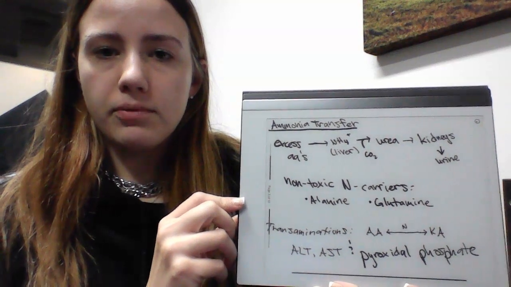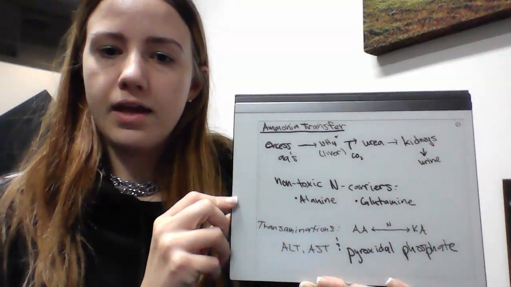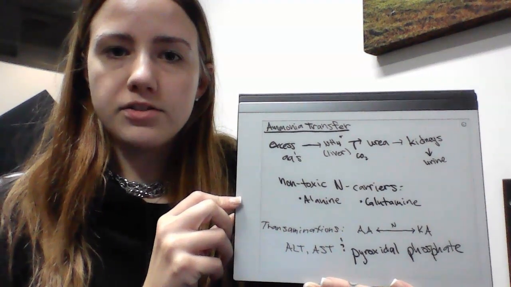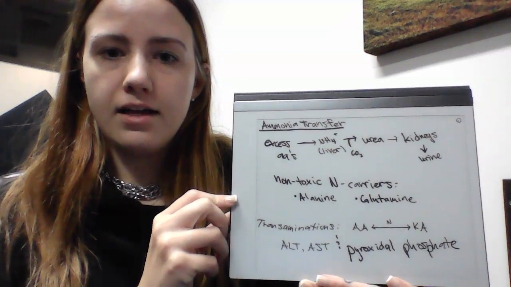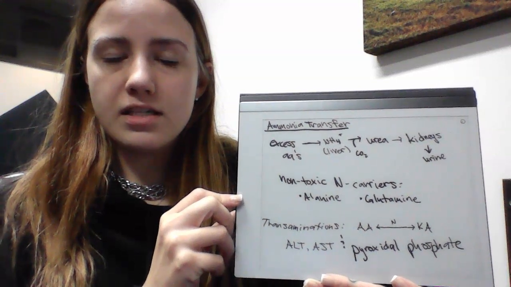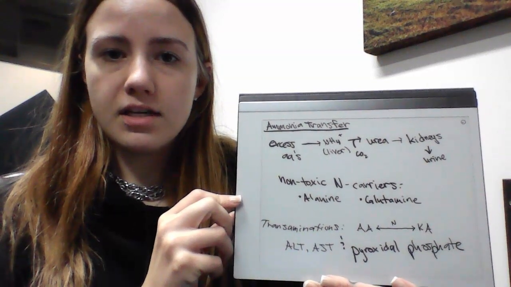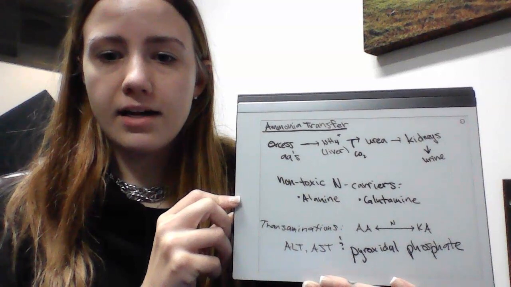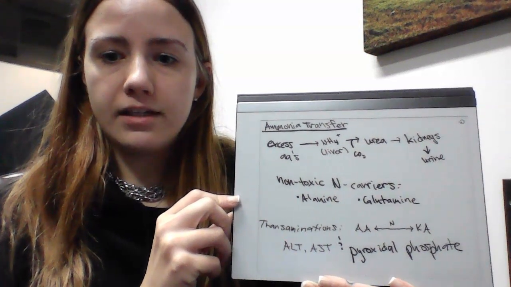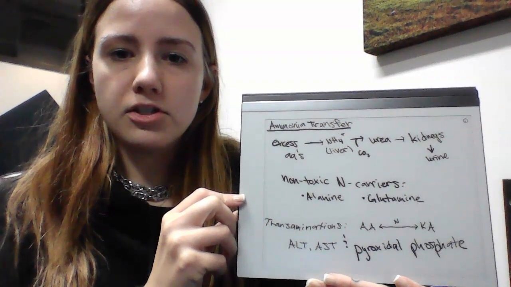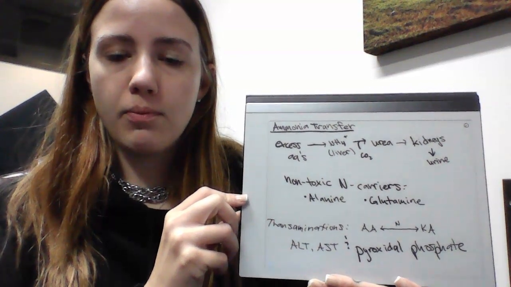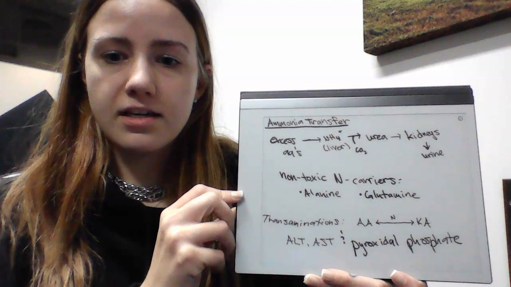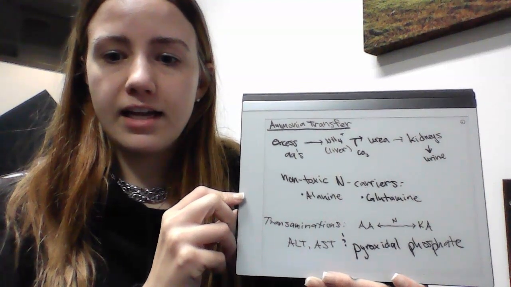So to go over ammonia transfer in the body, excess amino acids are brought to the liver where they are oxidatively deaminated. The ammonium produced is combined with carbon dioxide to form urea, which is filtered through the kidneys into the urine to be disposed of from the body. The non-toxic nitrogen carriers are alanine and glutamine.